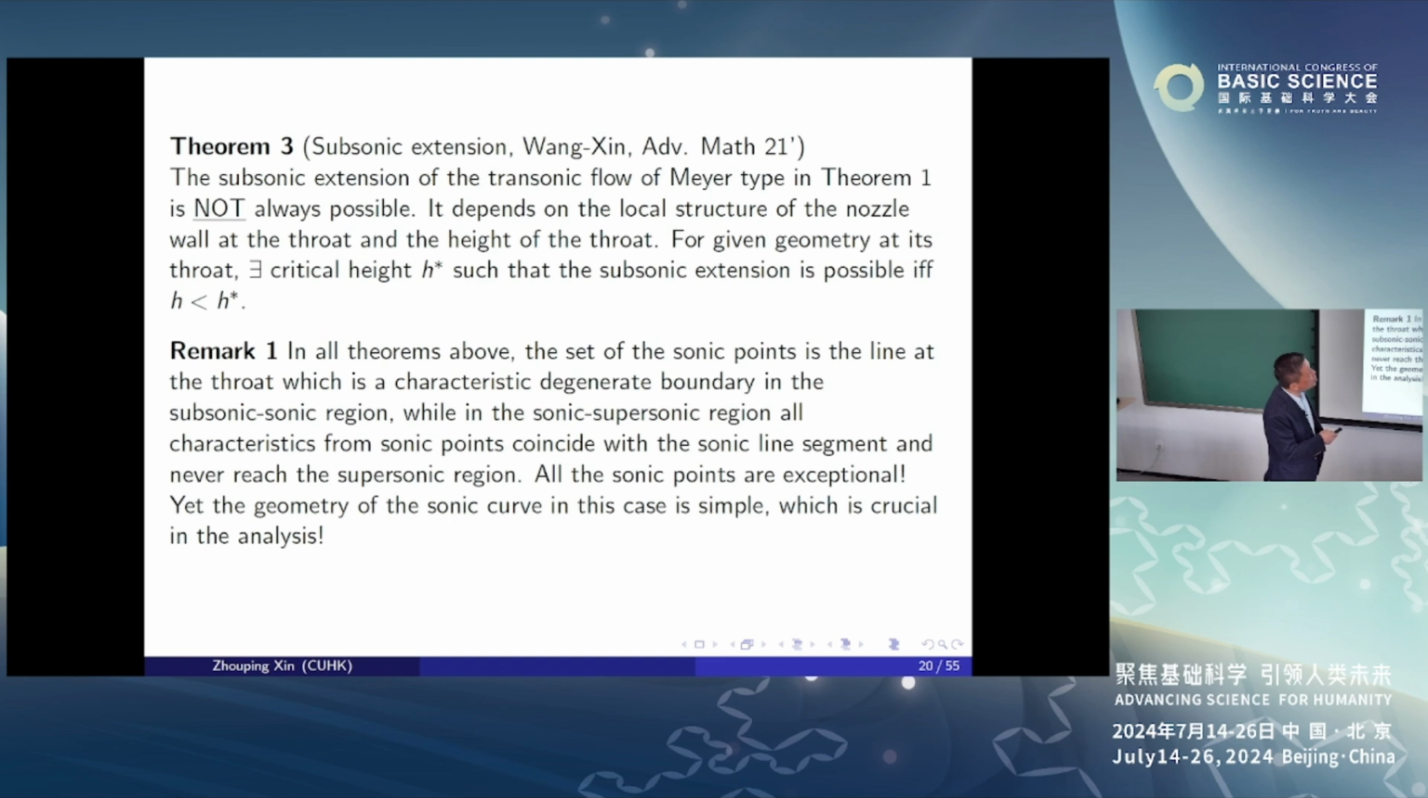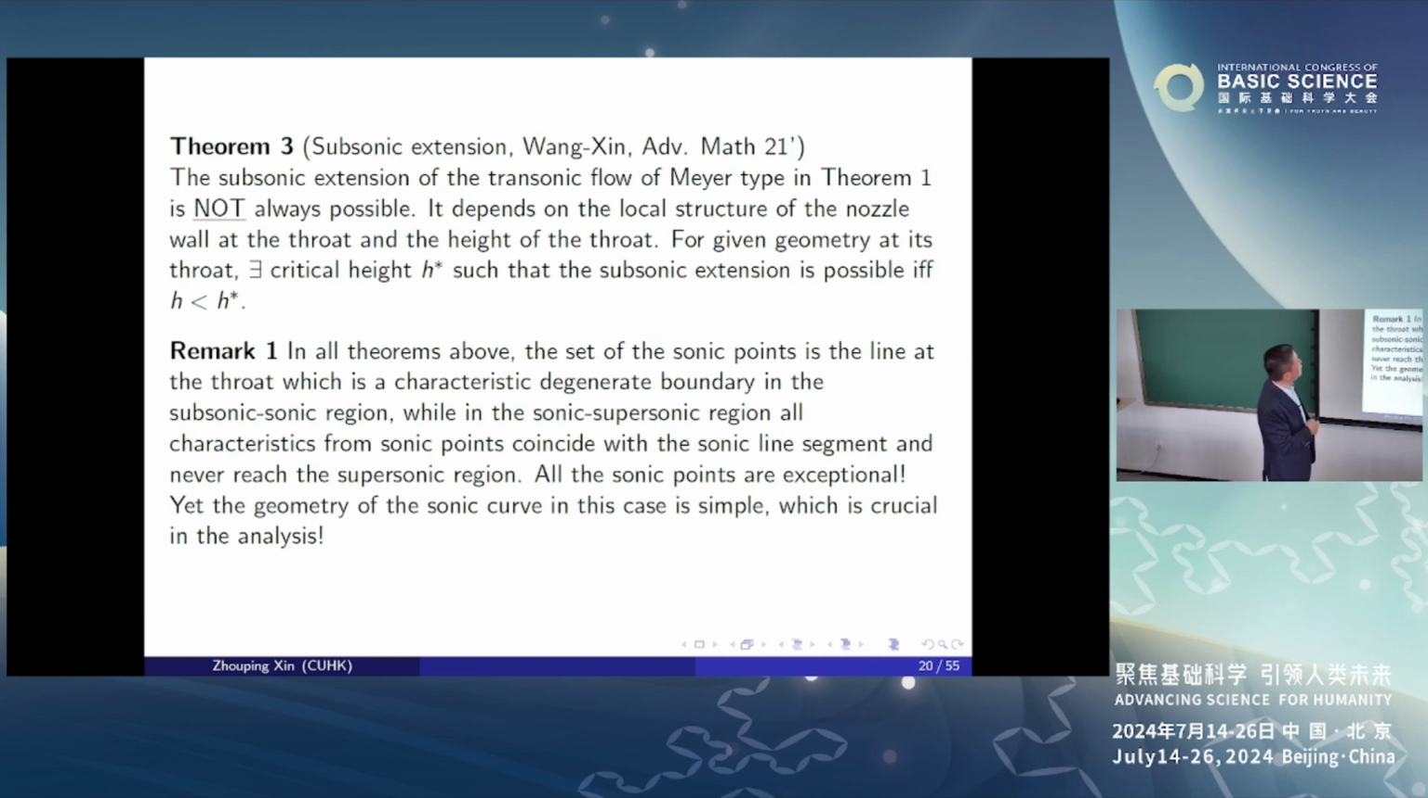It depends on the local structure of the nozzle wall, at the throat, and the height of the nozzle. For a given geometry, we can prove there is a critical H star such that the extension is possible if and only if H is less than or equal to it. Otherwise, you could have sonic states both on the physical boundary and also on the throat. That was very surprising to us, that by the maximum principle the sonic state can be achieved both on the physical boundary and in the interior. So this was surprising.